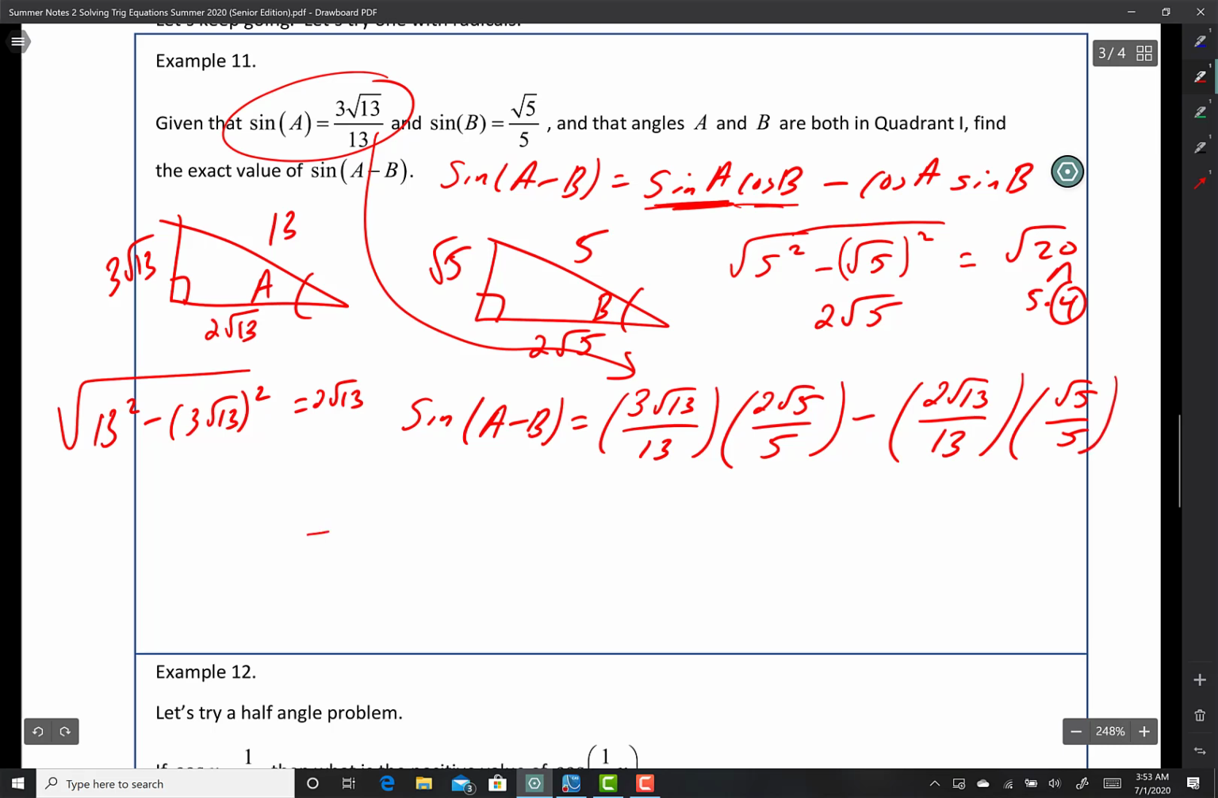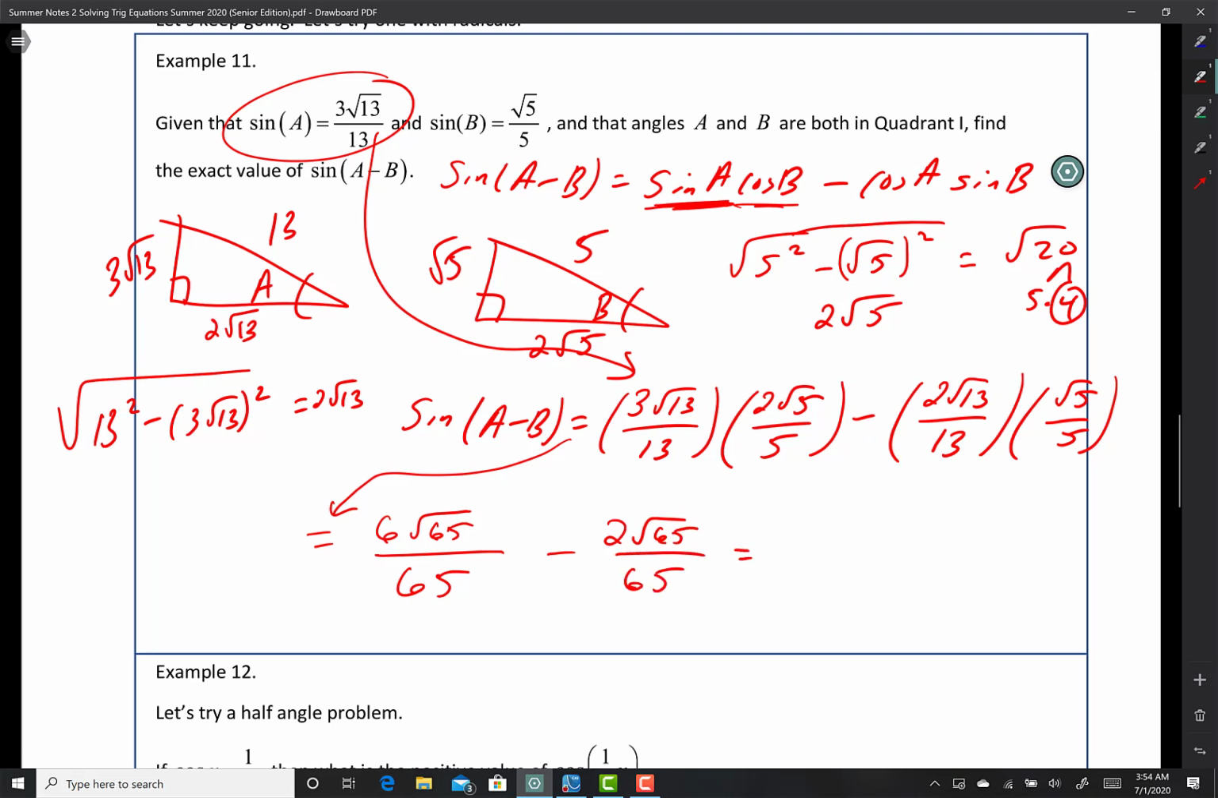Okay, so let's continue. That is that equal sign. Let's see, 3 times 2 is 6. Square root of 13 times 5, well 12 times 5 is 60, 13 times 5 must be 65. And then over 65 minus 2 square root of 65 over 65. Square root of 65, square root of 65. Bases are the same, or kind of. That's kind of like a variable and a variable. So 6 minus 2 is 4. 4 square root of 65 over 65.